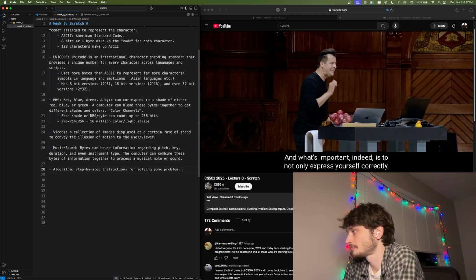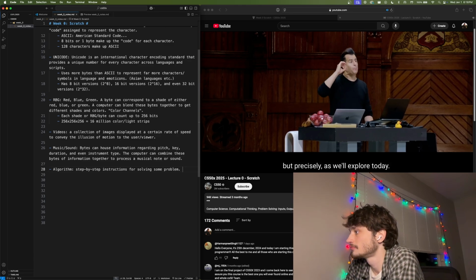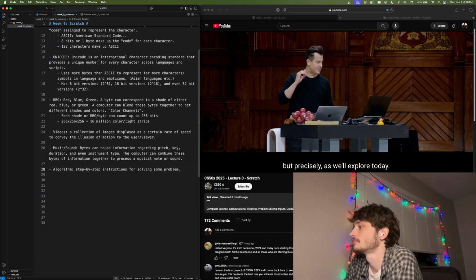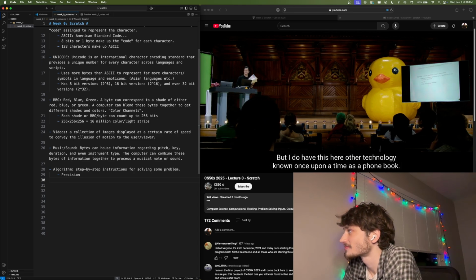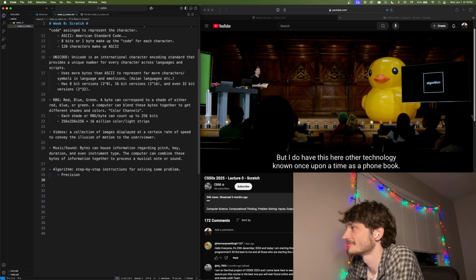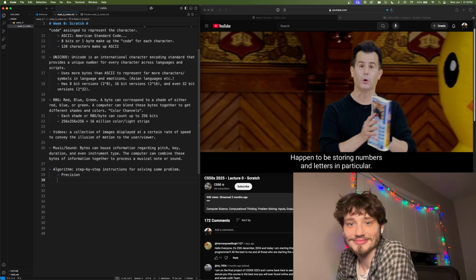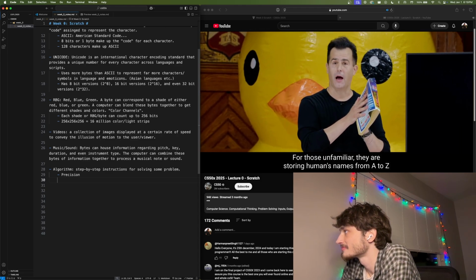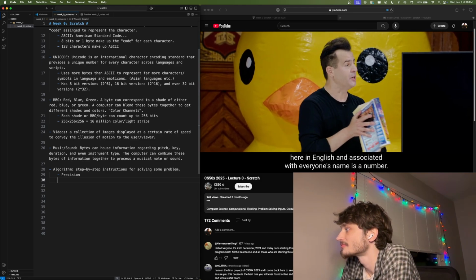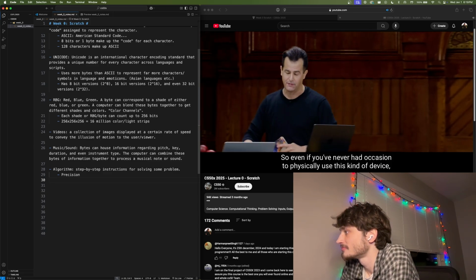And what's important indeed is to not only express yourself correctly, but precisely, as we'll explore today. So suffice it to say, I don't have much of a beard, but I do have this other technology known once upon a time as a phone book. And these phone books, of course, have lots of information in them, happen to be storing numbers and letters in particular. For those unfamiliar, they are storing humans' names from A to Z here in English, and associated with everyone's name is a number.